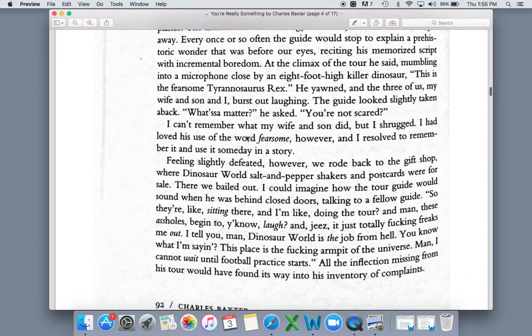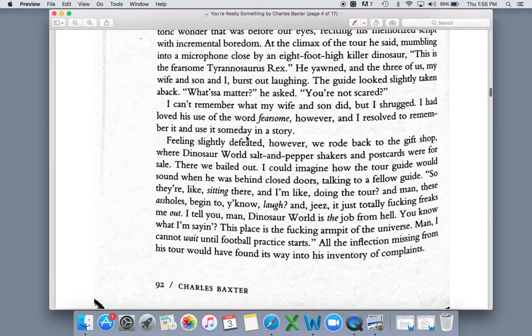He contrasts this, of course, against something that he imagines happens behind closed doors, where the tour guide does use inflection. And he imagines him saying, so they're like sitting there, and I'm like doing the tour, and man, these assholes begin to laugh. And geez, it just totally freaks me out. I tell you, man, Dinosaur World is the job from hell. You know what I'm saying? So on and so forth.